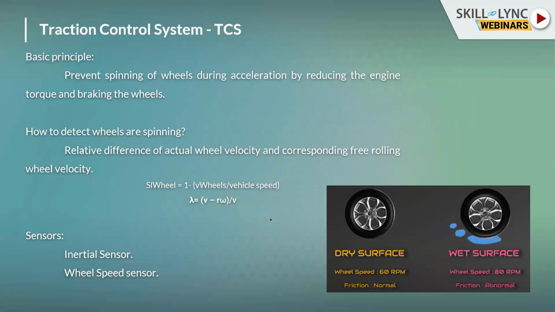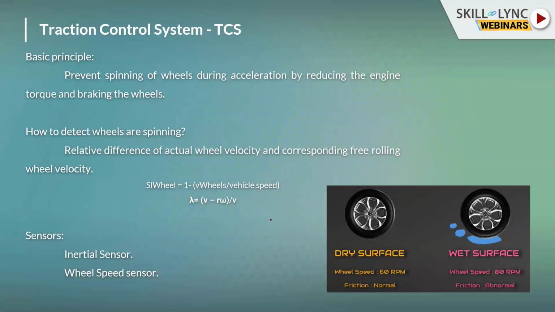This will be calculated with the help of the inertial sensor and the wheel speed sensor. The wheel speed sensor detects the RPM of the wheel, by which we can calculate the vehicle speed. The inertial sensor senses the pitch, roll, and yaw moment. It has a 3-directional sensor: x-axis, y-axis, and z-axis.